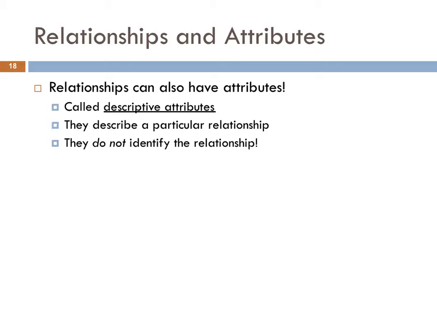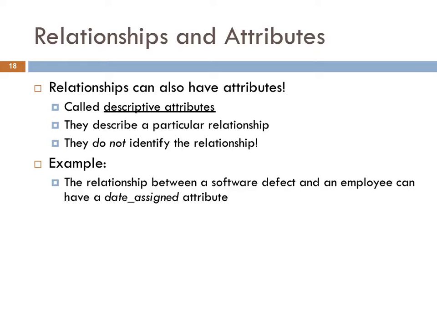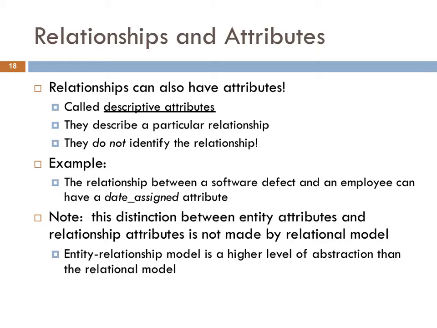So descriptive attributes describe interesting details about a relationship, but they don't identify the relationship. It's identified by the entities participating. So a relationship between a software defect and an employee, you might have a date assigned, so that just describes the start of that particular relationship instance. But it's the employee and the bug that identify the relationship. Okay? They identify the relationship. The date just simply describes it. Okay? So this is kind of an interesting thing.